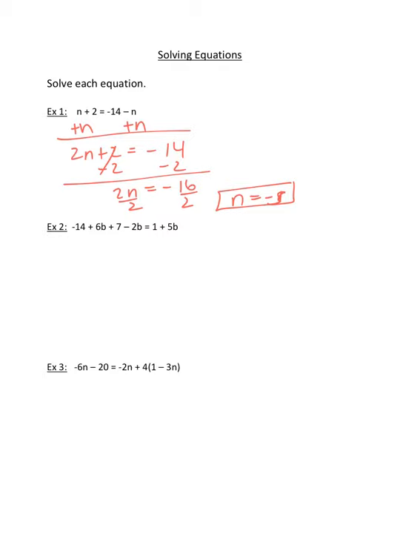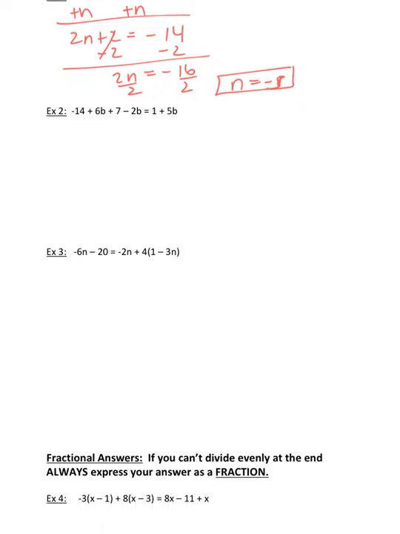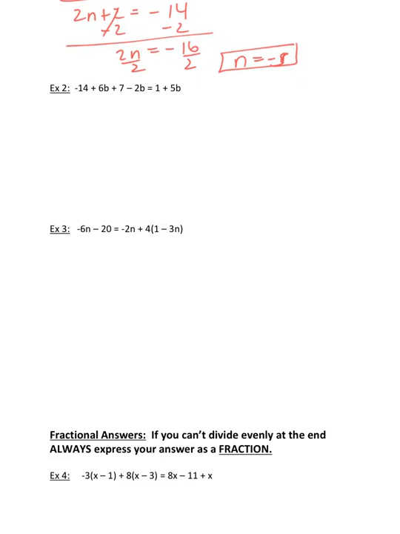If you have some like terms that can be combined before you start moving things to the opposite side of the equal sign, you should do that. So like in example 2, on the left side of the equal sign, I have positive 6b and negative 2b, which would give me 4b, and I have negative 14 and positive 7, which would give me negative 7. And I copy down the rest.